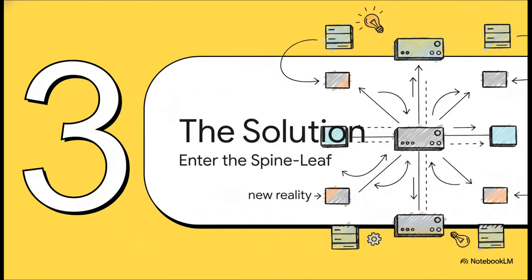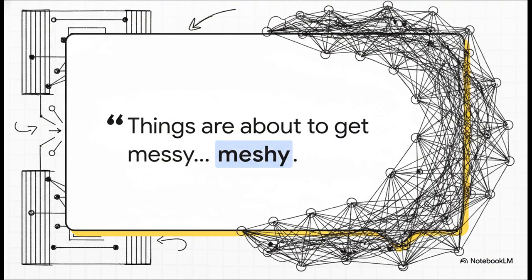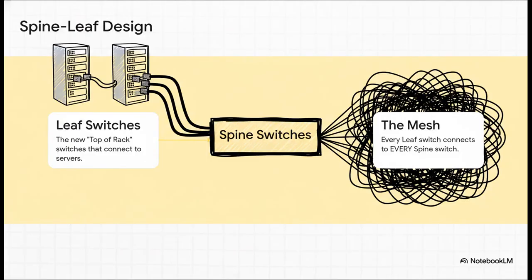So something had to change. The industry needed a new blueprint, one that was built for this new east-west reality. And the solution was, well, it was elegant, it was powerful, and it was a complete reinvention of network design. Enter the spine leaf model. You know, I love this quote because it just perfectly captures the spirit of this new design. We're about to throw out those neat, clean, hierarchical tiers and embrace something a lot more interconnected, a lot more meshy.